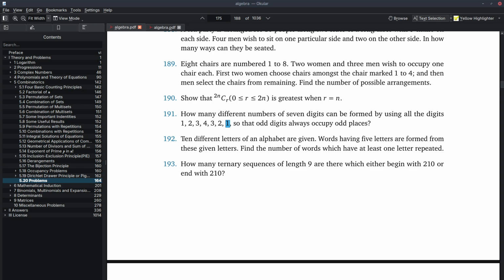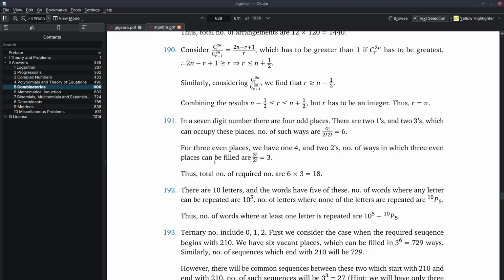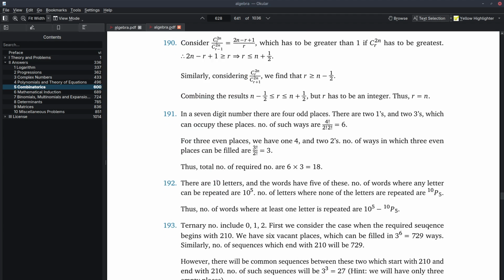Question 192 says that 10 different letters of an alphabet are given. Words having 5 letters are formed from these given letters. Find the number of words which have at least one letter repeated. So, if there are 10 letters and words have 5 of these, the total number of words formed with repetition would be 10 to the power 5. The number of words where none of the letters are repeated would be 10P5. Thus, the number of words where at least one letter is repeated is 10 to the power 5 minus 10P5.